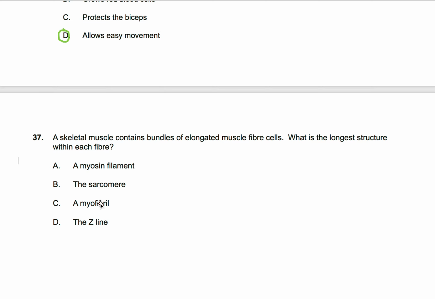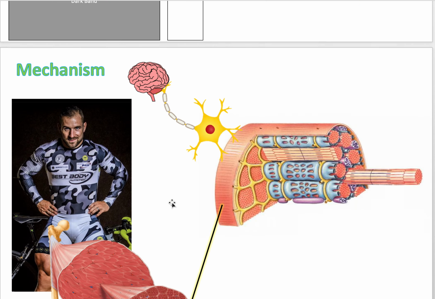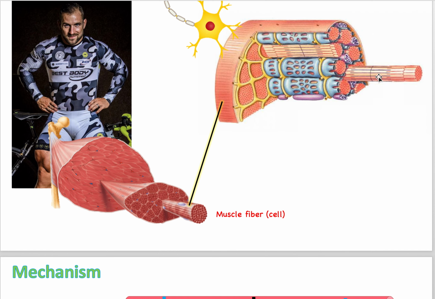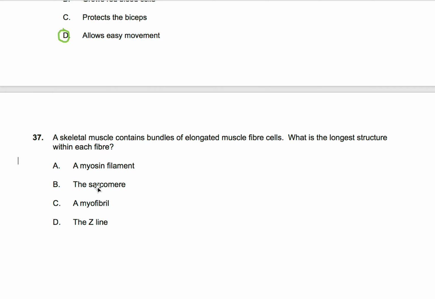A myofibril. Oh, this is going to be the answer because we know a myofibril is made up of many sarcomeres. So let's go back here. So here we have a myofibril, right? It is super long and it is made up of many sarcomeres. So one sarcomere, two sarcomeres, super, super long. One myofibril is made up of many sarcomeres. So a myofibril would be the longest one.